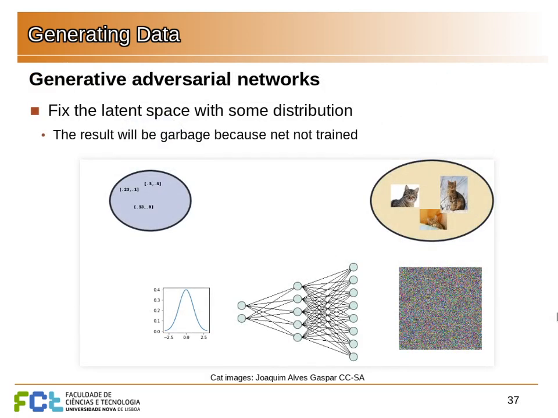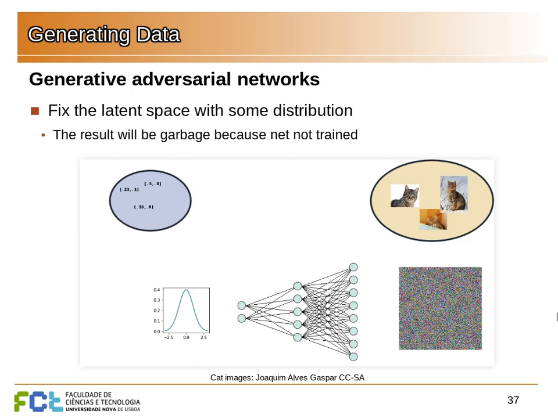So one way of doing this is to use generative adversarial networks. We are going to say that the latent space has some fixed distribution. For example, Gaussian noise on all of these neurons. And we start with this kind of decoder architecture, but before training, this only produces rubbish. And we want it to produce, for example, cat images.